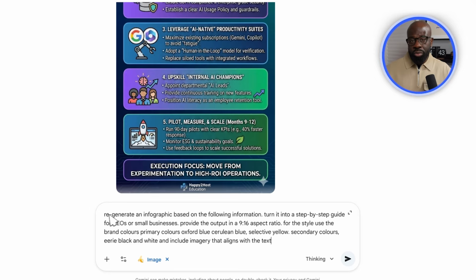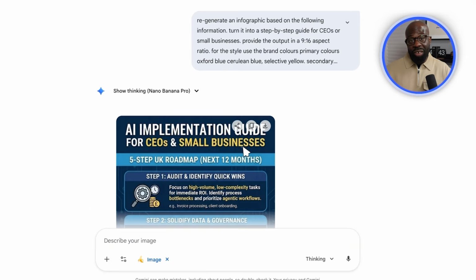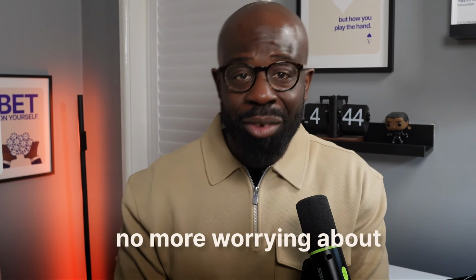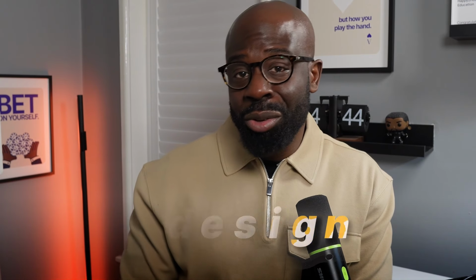Now let's run our prompt again with the updated prompt we created. Now we have an infographic that's more aligned with my brand. And you can go back and forth and do that. And that's how you get those stunning pro level infographics without ever touching a design tool. So, no more worrying about the design, and you can start posting high value content that actually gets read.